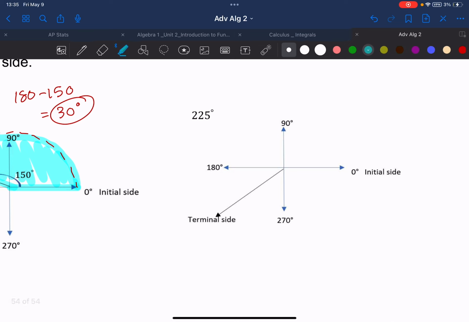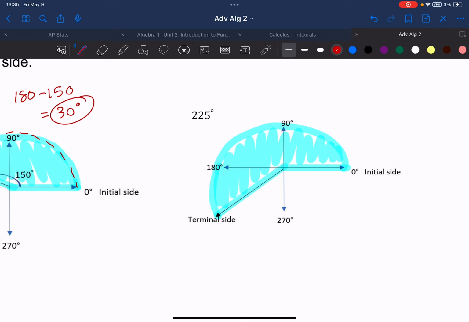Again, starting right here at the initial side, my angle is positive, so I know I'm going counterclockwise. That means I'm going all the way around here until I hit my terminal side. And this entire shaded region is 225 degrees. What I need to find is the angle that is between the y-axis and the terminal side.